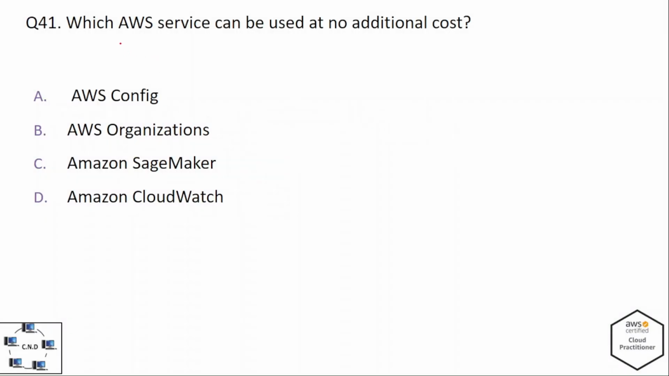Question number 41 is that which AWS service can be used at no additional cost? And the options are A. AWS Config, B. AWS Organizations, C. Amazon SageMaker, and D. Amazon CloudWatch. So the service that you can use without any additional cost is AWS Organizations.